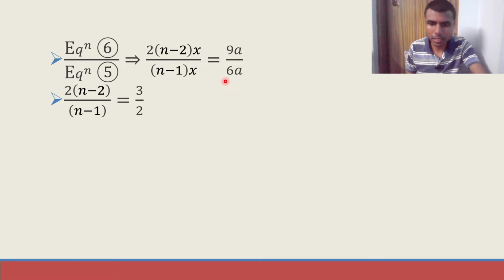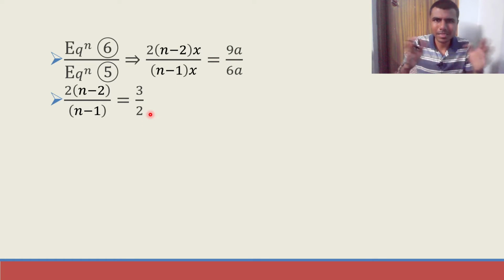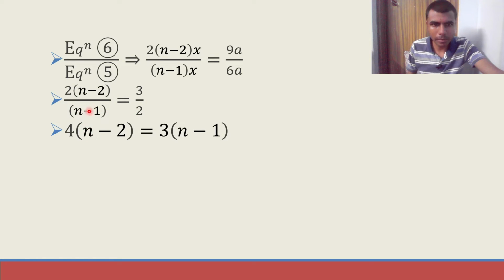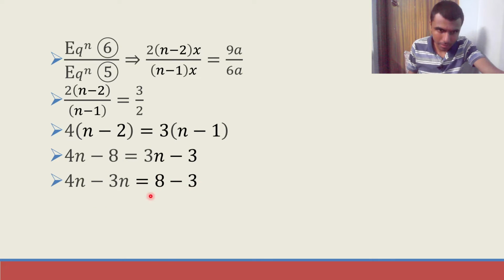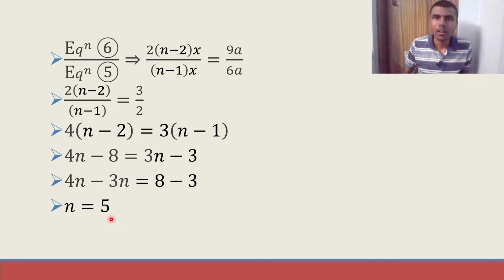See, here also 3 2s are 3 3s are. Now simple, just do cross multiplication: 2 here and this here. So 4 into n minus 2 equal to 3 into n minus 1. 4n minus 8 equal to 3n minus 3. 3n bring it here, 8 send it there. 4n minus 3n is 8 minus 3, n equal to 5. Hooray!